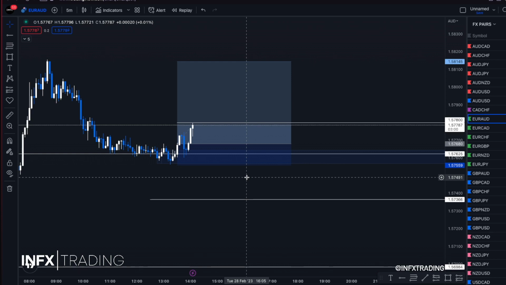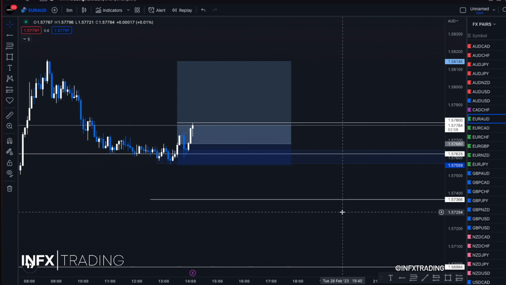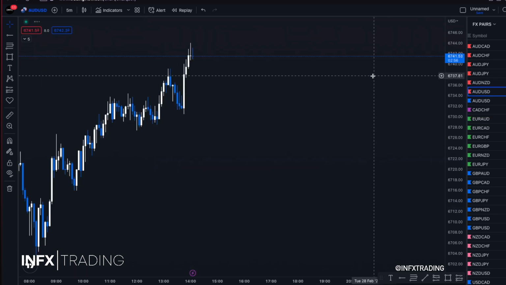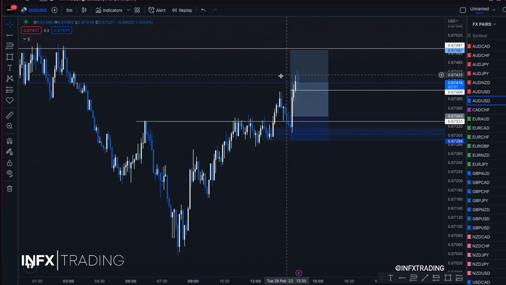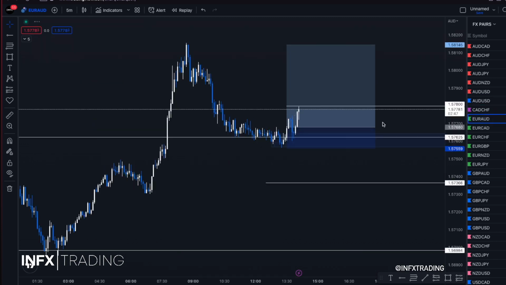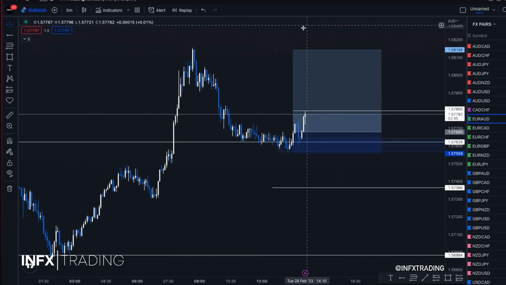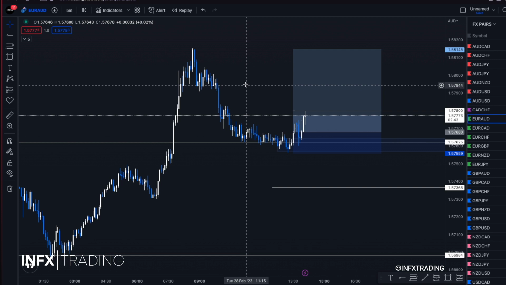Alright, that was a good... literally, both of these trades are still running. Aussie USD is still running. Oh, wrong one. There we go. We've got a bit of a turnaround now, but we're just going to leave this to run. And then Euro Aussie dollar has also just hit our first TP, and we're going to let that thing run for the rest of the day. Stop loss at break even.